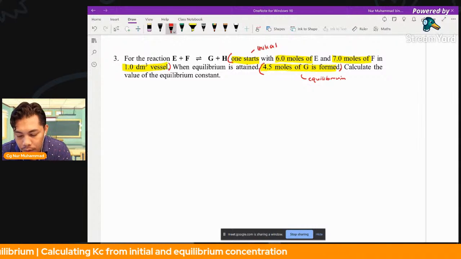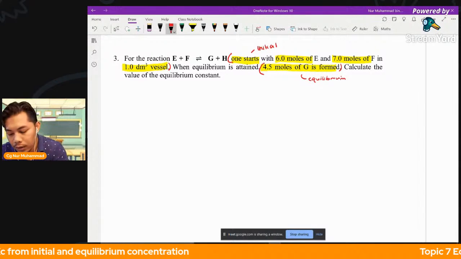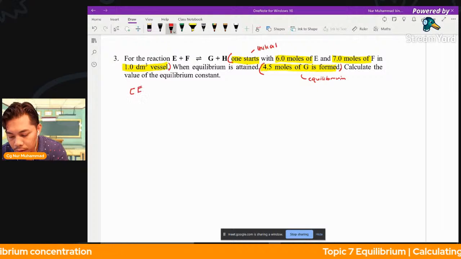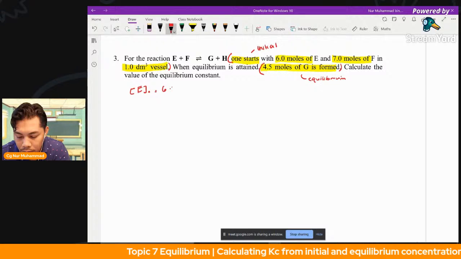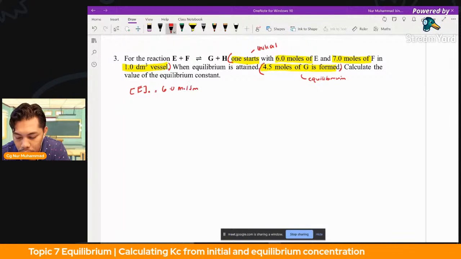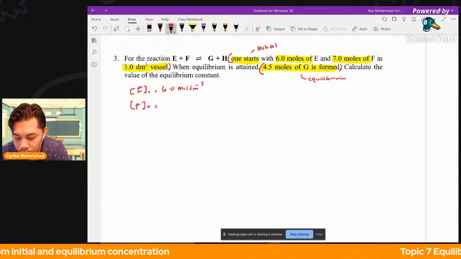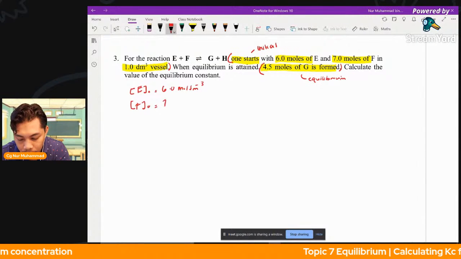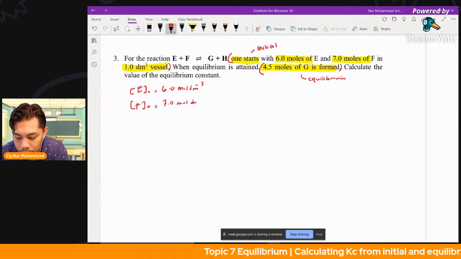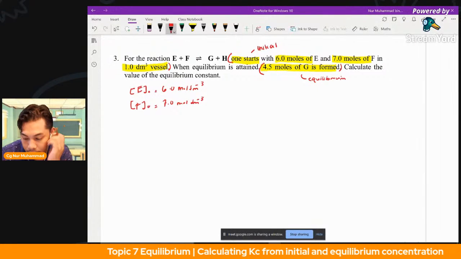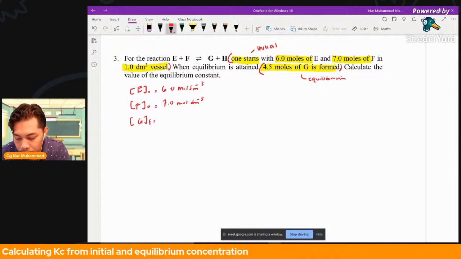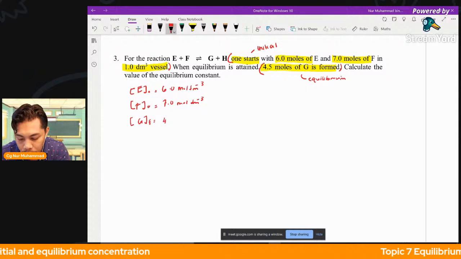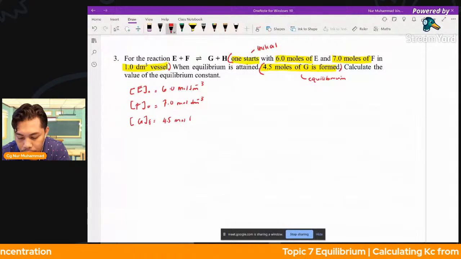Okay, so calculate the equilibrium constant. First, calculate the initial concentration. For E, 6.0 mole per m cube. Easy, right? F initial concentration is equal to 7.0 mole per m cube. And the final concentration given is for G. How much? 4.5 mole per m cube.